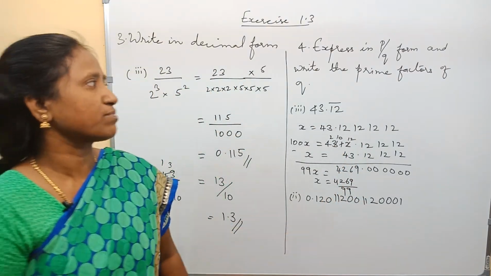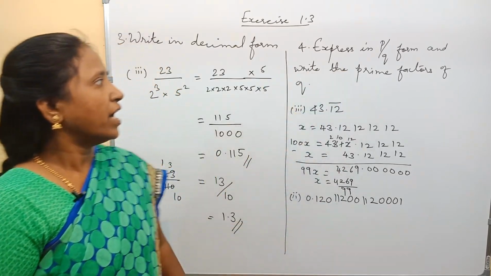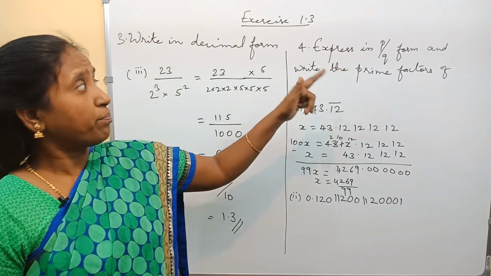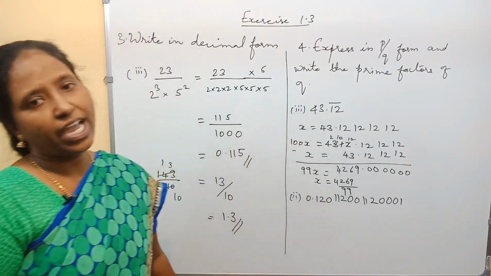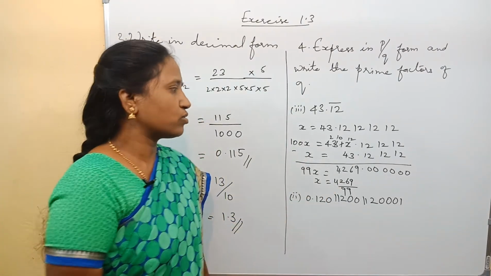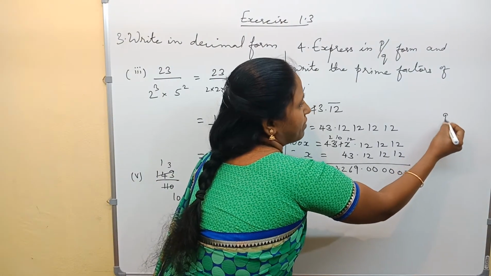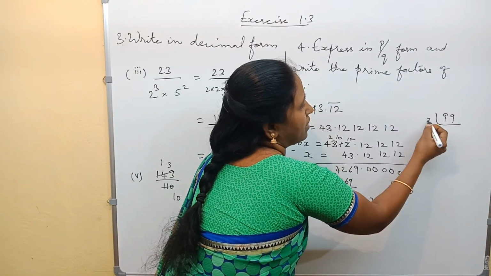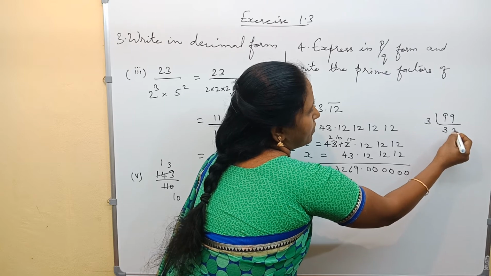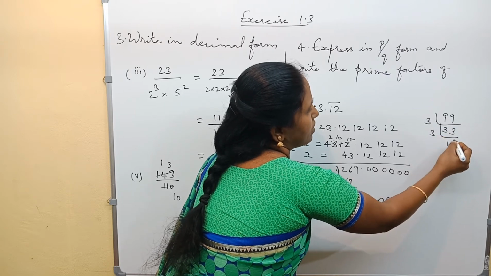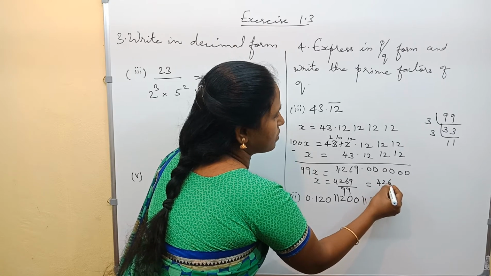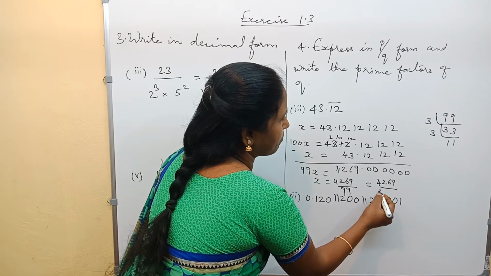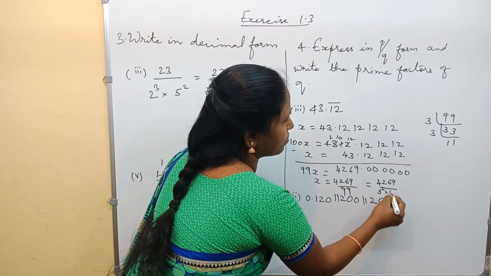So this is how we express it in the form of P by Q. And now write the prime factors of Q. That is the denominator, we have to write the prime factors. So 99 we need to factorize. How do we factorize? 3 3s are 9, 3 3s are 9, again 3 1s are 3, 11 1s are 11. So how do we write? 4269 by 3 square into 11.